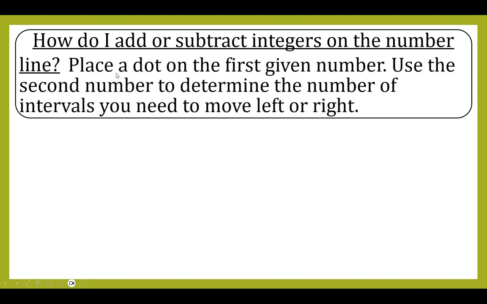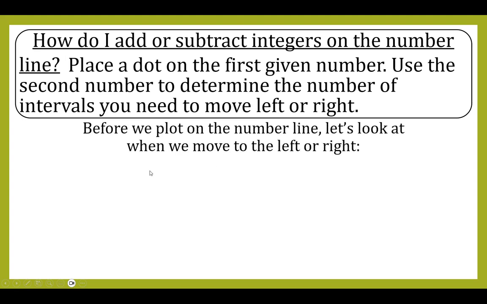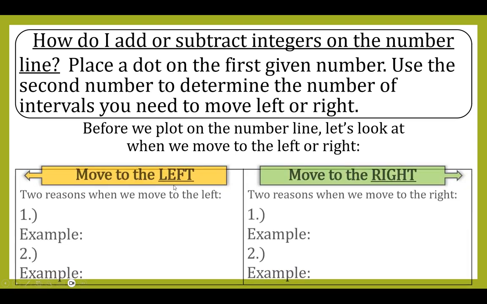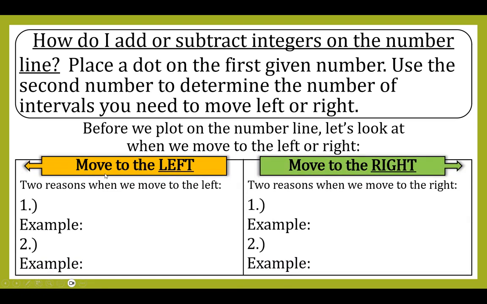Well, you are going to place a dot on the first given number. Use the second number to determine the number of intervals you need to move left or right. Before we do this, we're actually going to look at reasons why we will move to the left versus the right. Here are two reasons why we move to the left. Number one is when we are adding a negative.